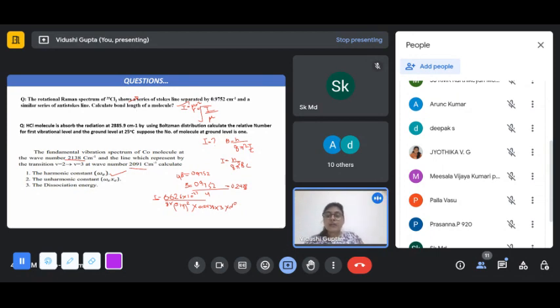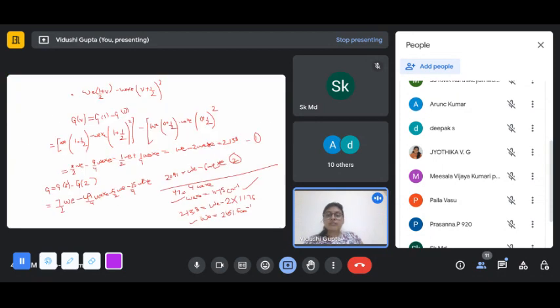Then we discussed how to calculate the harmonic constant, anharmonic constant, and dissociation energy. For that, we use this equation: omega e into (v plus half) minus omega e xe into (v plus half) whole square. By substituting the values and equating the equations, at last we got the value of omega e xe, which was 11.75 centimeter inverse. Then we substitute this value in either of these equations to calculate omega e, and it turned out to be 2161.5 centimeter inverse.